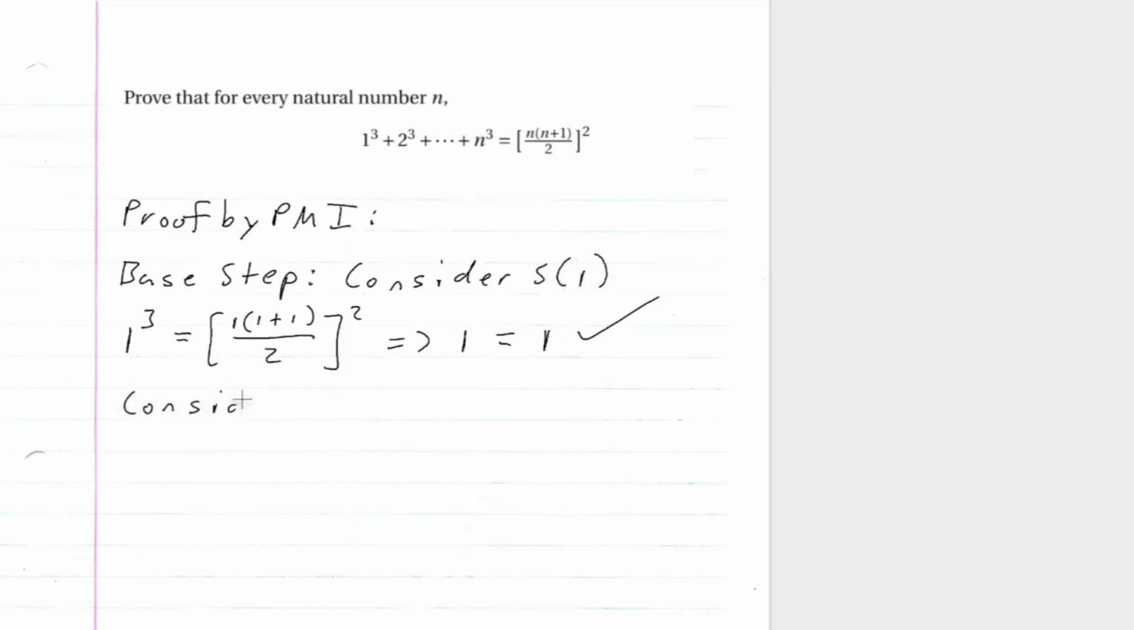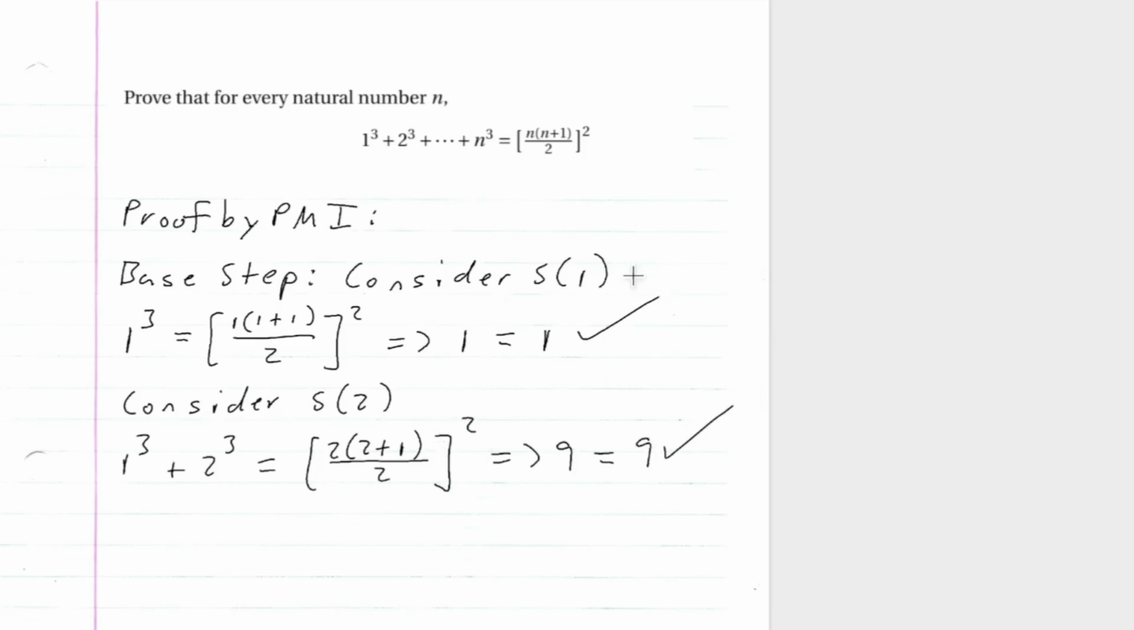Let's see if it works for the statement involving 2. So that's 1 cubed plus 2 cubed is equal to 2 times 2 plus 1 over 2, squared. All right, so 1 cubed is 1, 2 cubed is 8, 1 plus 8 is 9, and 2 times 3 is 6, 6 over 2 is 3, 3 squared is 9. So it works both for the first statement and the second statement.